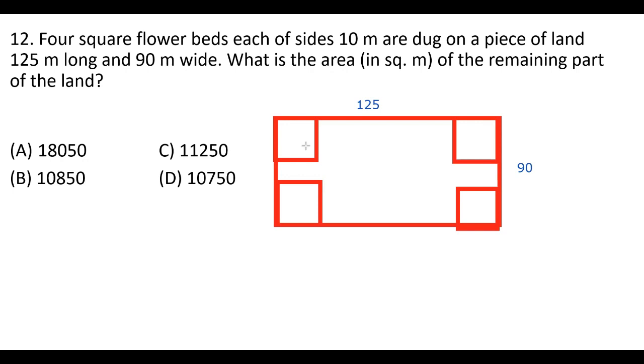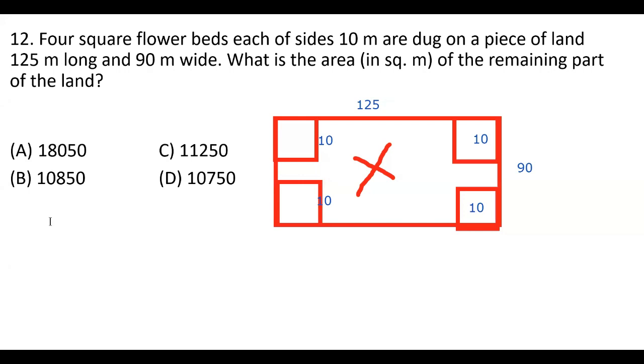So this is going to be 10, this is going to be 10, this is going to be 10, and this is going to be 10. So now we know that we have the square flower beds on our land, which is 125 by 90. Now, what do we need to find out? We need to find the area of the remaining part. So basically, we need to find the remaining area, which is this part. So how do we do that?